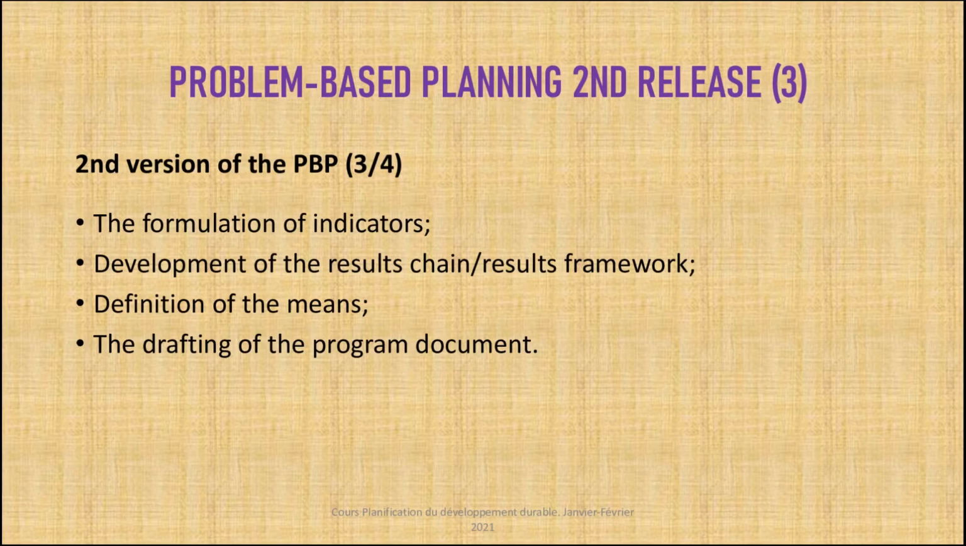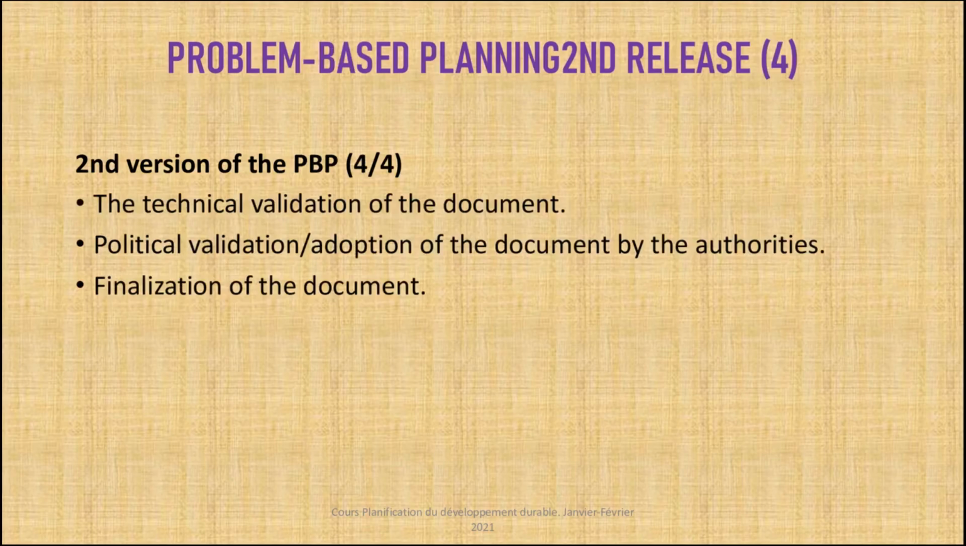Then follows the formulation of indicators, the development of the result chain, the result framework, the definition of the means to achieve the plan, and the drafting of the program document. Follows the technical validation of the document, its political validation and adoption by the authorities, and the finalization of the plan.